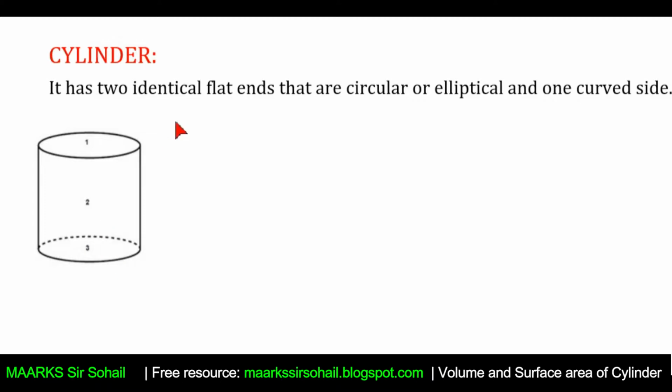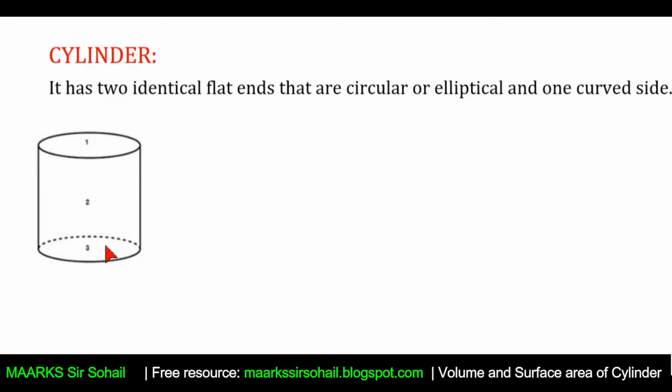So a cylinder has two identical flat ends, one on the top, one on the bottom, and one curved portion. Examples of a cylinder are a circular bottle or a pen which you use for writing. These are a few examples.